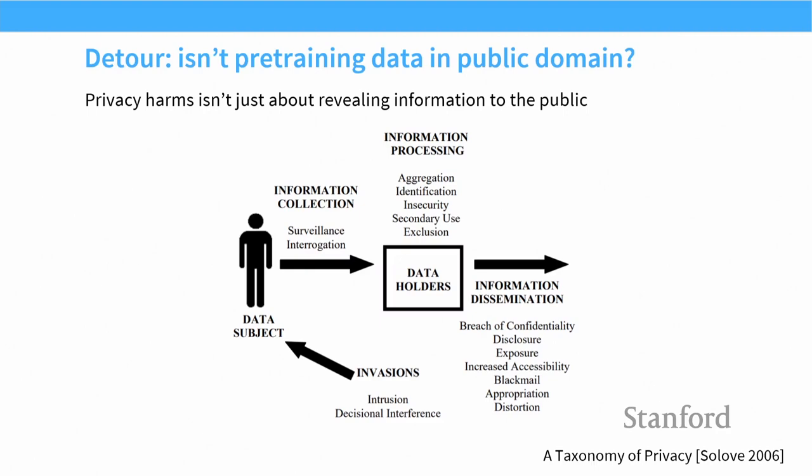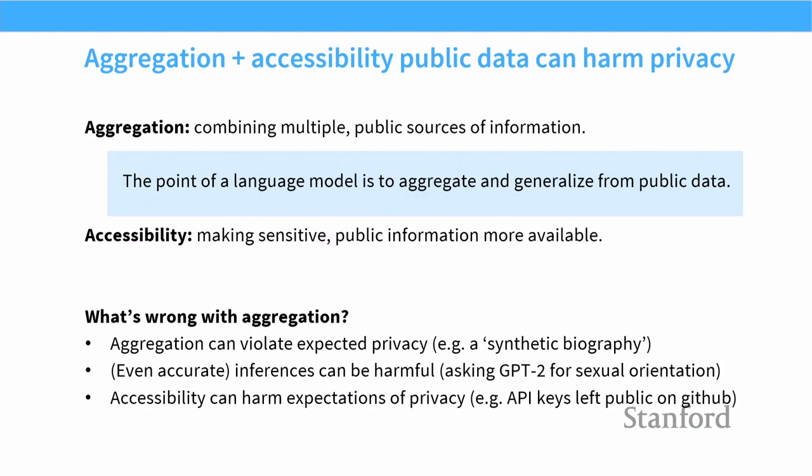So I want to talk about information processing in particular before I talk about language models and their specific harms, because this is an important higher level point that I want to stress. When we aggregate information, this is the act of taking different kinds of public information and combining it together into some other new piece of information. And really, you can't avoid aggregation when you're training models, because the whole point of a model is to take information that was scattered in documents across the internet and bring it together into a centralized place, this model.